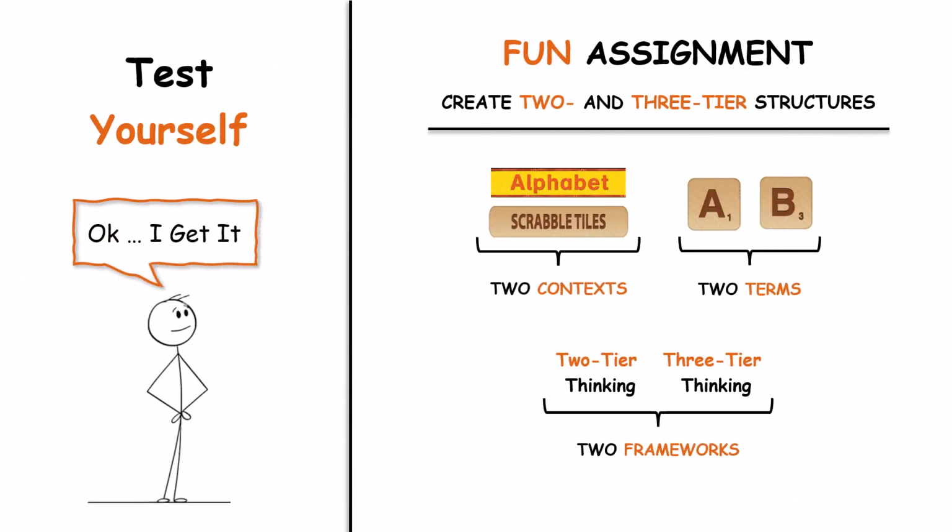In this exercise, we'll test our understanding of 2- and 3-tier thinking by prioritizing the 2 contexts and 2 terms in both 2- and 3-tier frameworks. If you haven't tried this yet, pause the podcast, grab some scratch paper, and give it a shot. If you're ready, let's dive in.